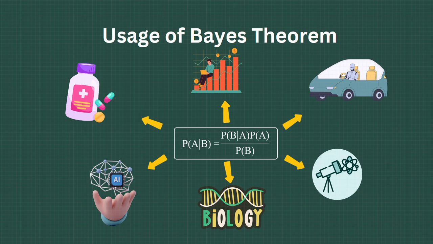Suppose there are two molecules. Let's say there is molecule A and molecule B, and we need to choose one molecule to make a certain type of drug, and we don't know which to choose. We'll use Bayes theorem. We'll see their quality and their characteristics, and based on that we'll choose one. So this is how we use Bayes theorem in biology.